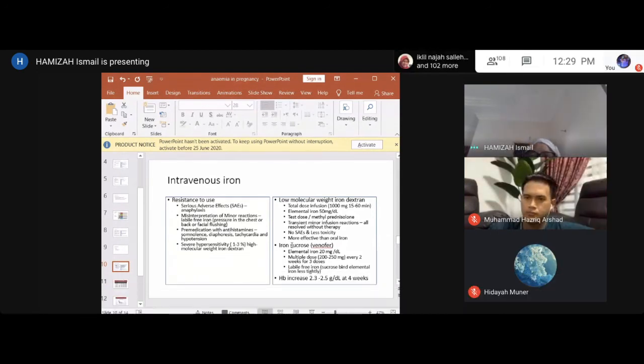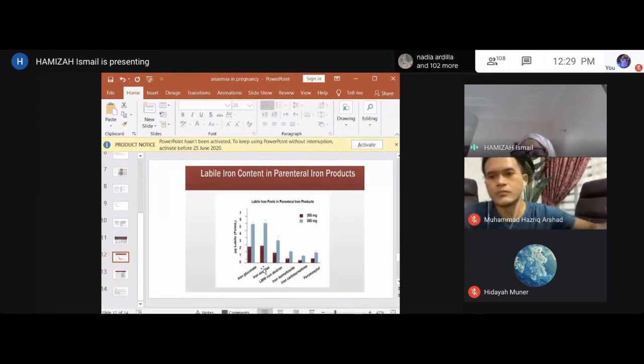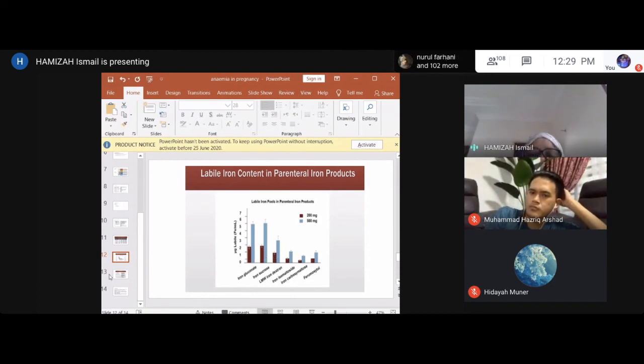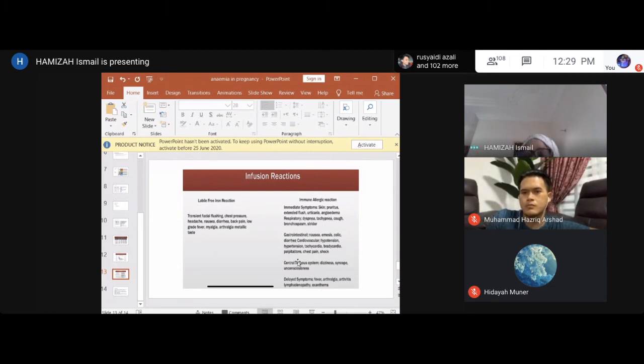So the doctors, I mean obstetricians, are afraid of using intravenous iron preparations because of the effect of high molecular weight iron dextran that we observed previously. If you look at the labile iron pools, it is more with iron sucrose, compared to the low molecular weight dextran. So with iron dextran, you can give the full dose. With sucrose, you need to give in divided doses. This is the labile free iron reaction, versus the immune allergic reaction where we need to stop iron. But with these symptoms, we can just continue.